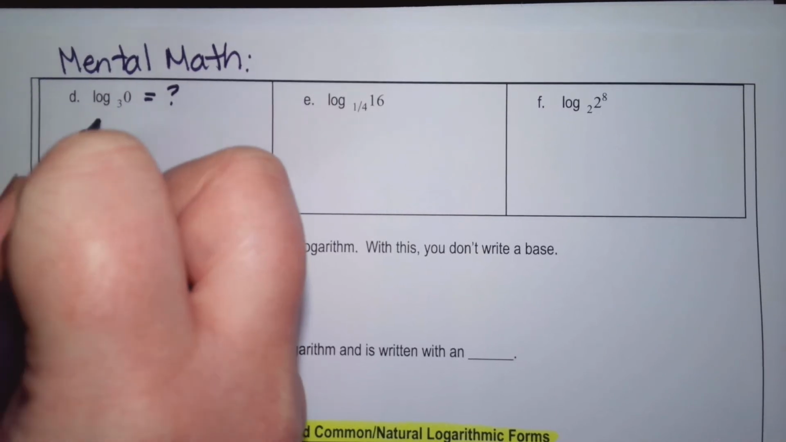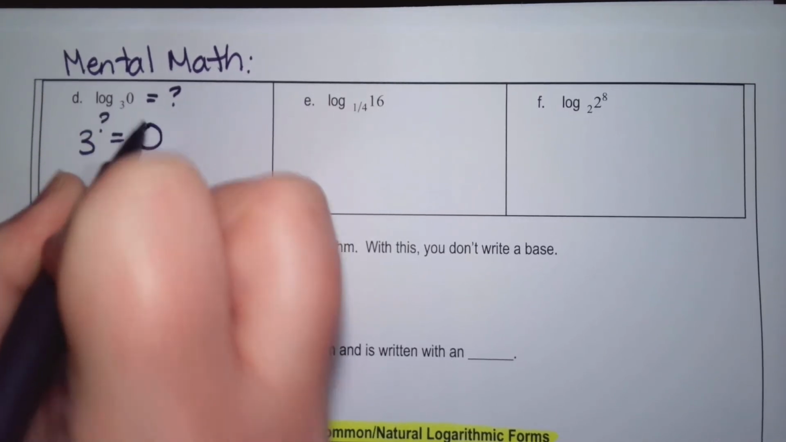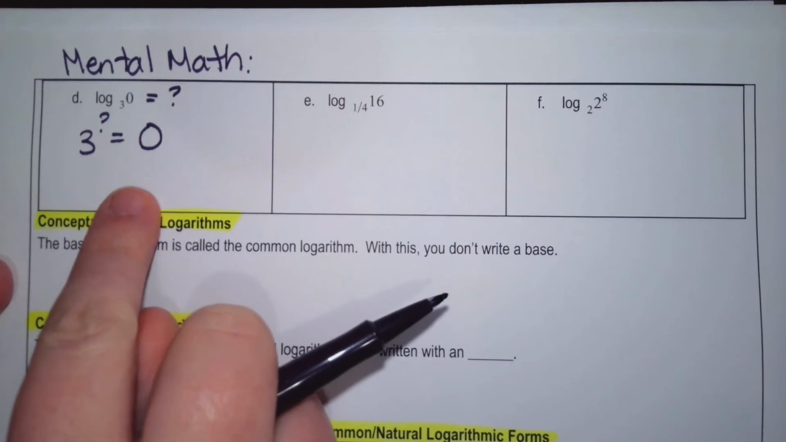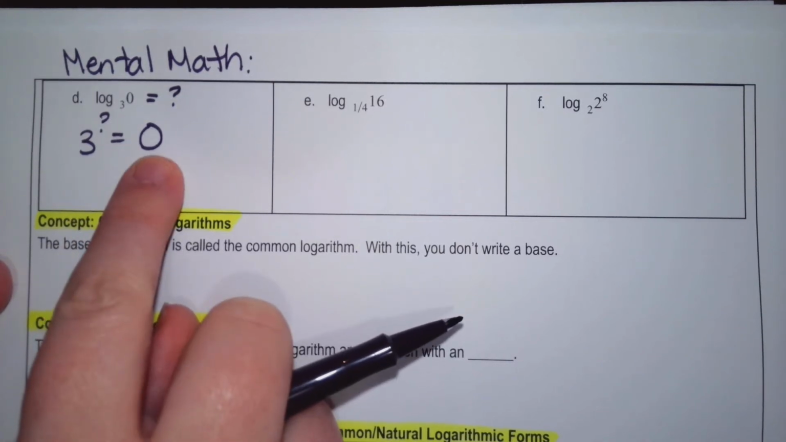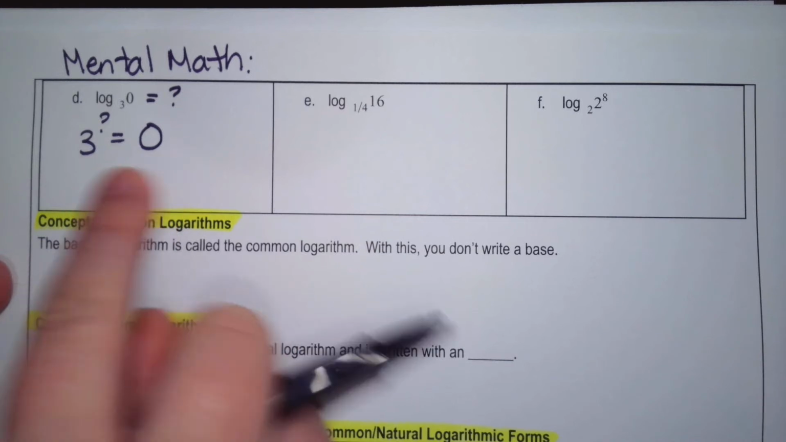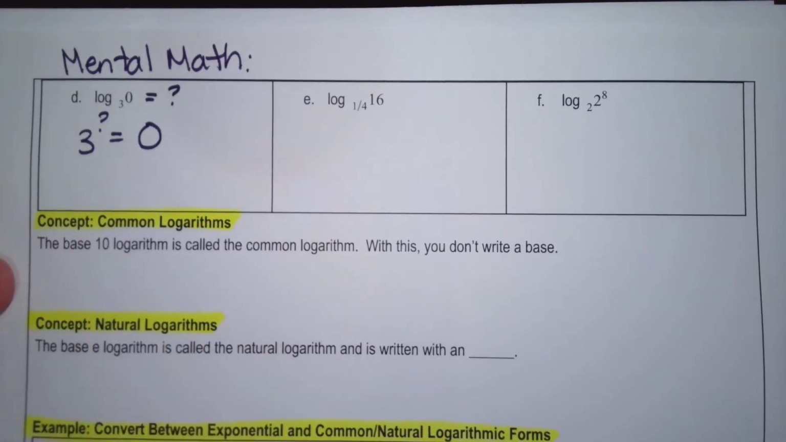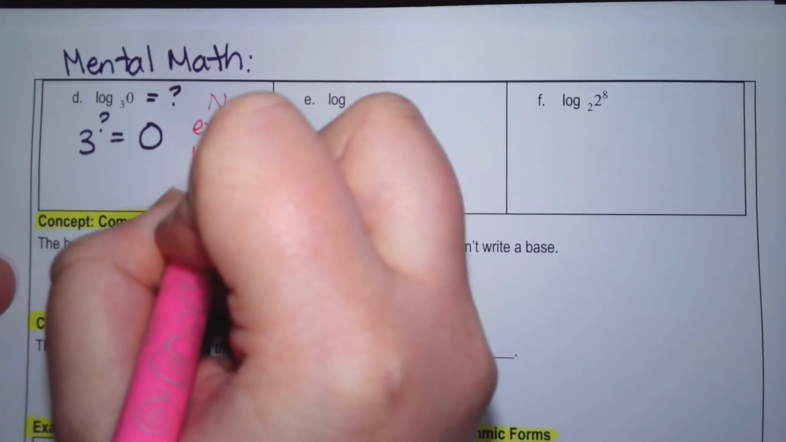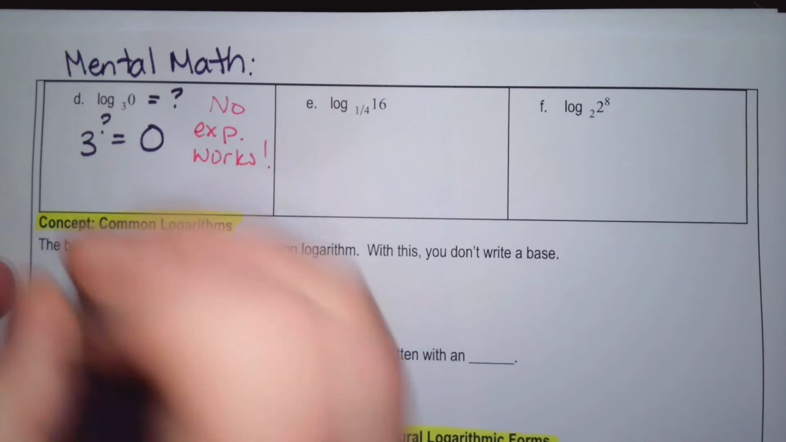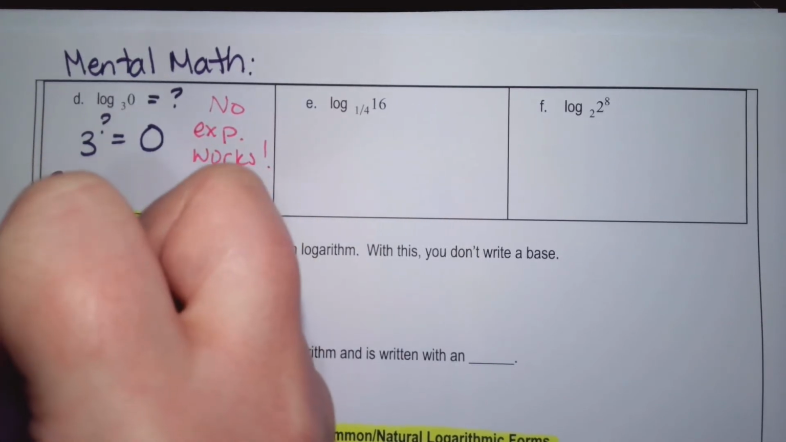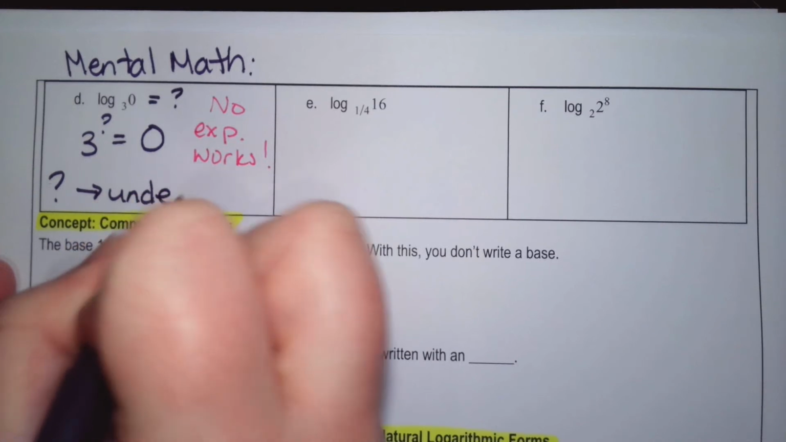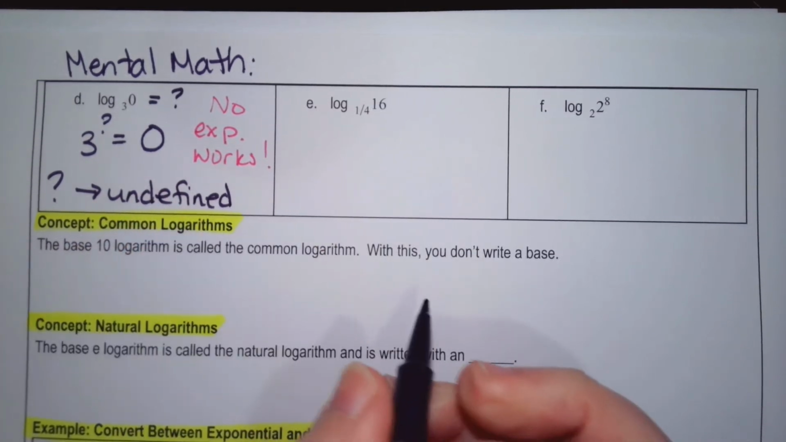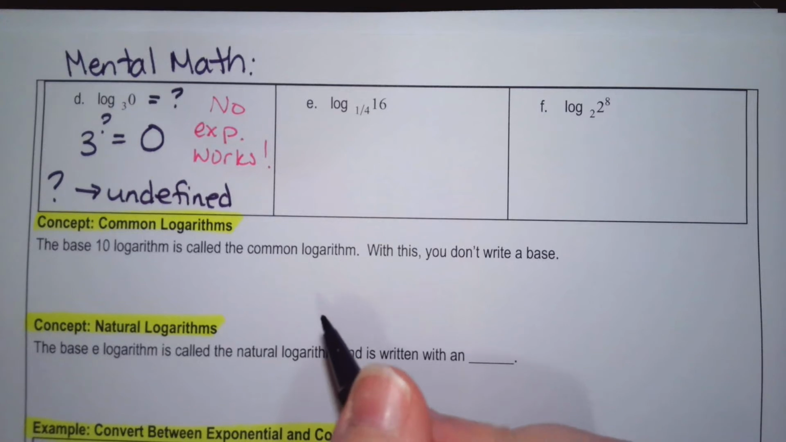So we have base 3 to question mark is equal to 0. Now this is a special case because there is no exponent that will give us a result of 0. No exponent can do this. So, no exponent works for this case. So this is a case of the question mark is undefined. So this is the only case where we have undefined.